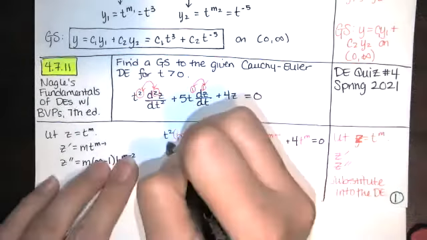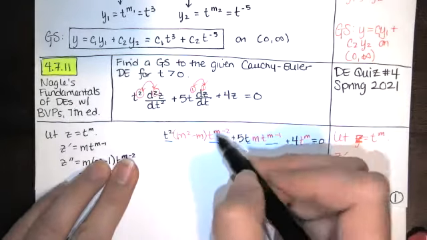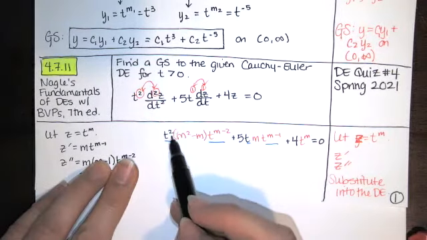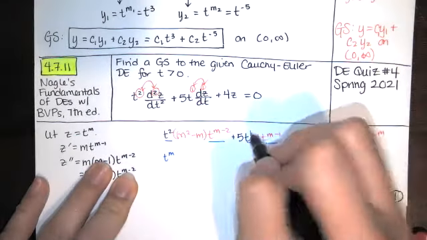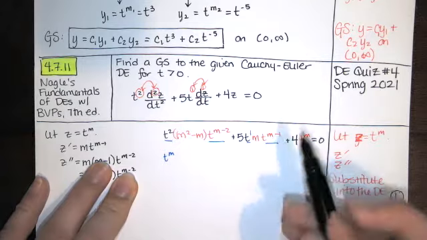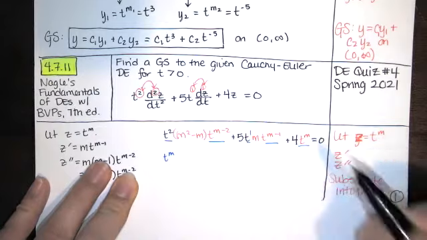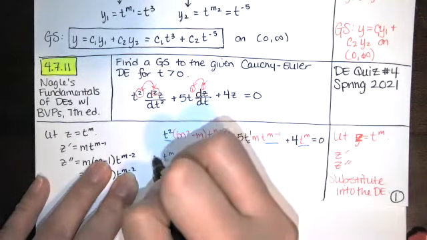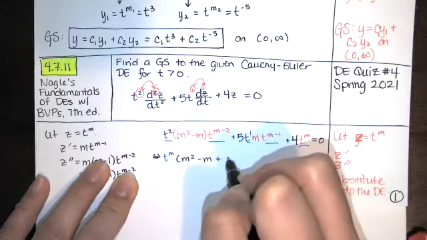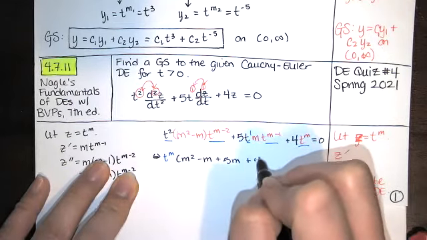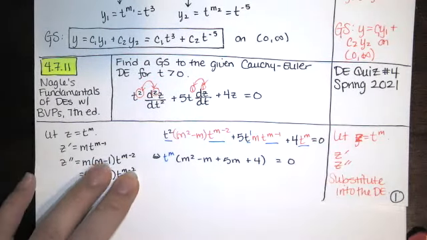Now, whenever you're multiplying powers of t, you just add the exponents. T squared times t to the m minus 2 is going to be m minus 2 plus 2, so it's going to be t to the m. And I've got a t to the first and a t to the m minus 1. M minus 1 plus 1 is another t to the m, and there's a t to the m over there. So you can factor out t to the m from everything, and then you're left with this: m squared minus m plus a 5m from that term, and then a 4 over there, equals 0. And we want this to be 0 for all values of t.